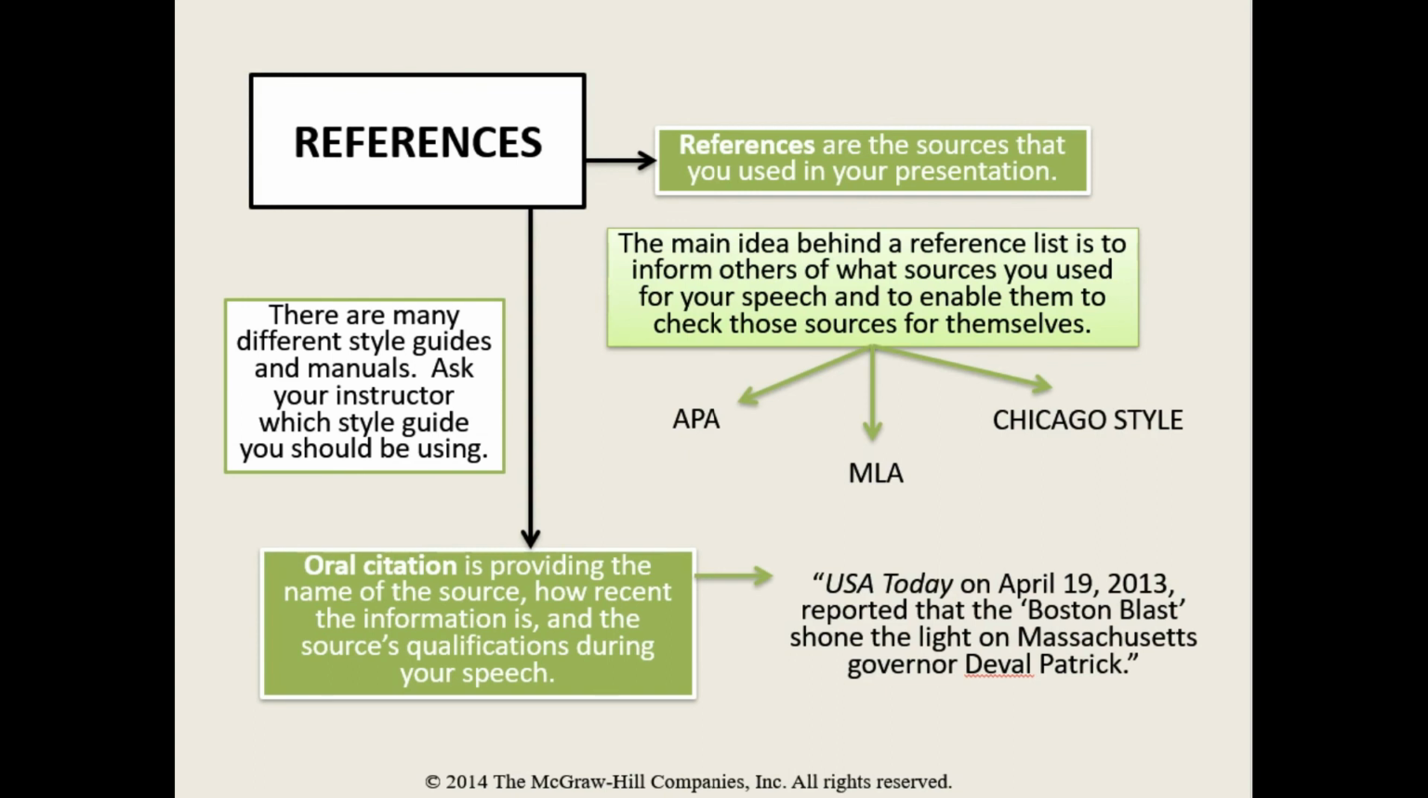Remember, oral citation is providing the name of the source, how recent the information is, and the source's qualifications during your speech. Now, when we talk about the source's qualifications, that might be kind of hard to do. So look at it like this. In the New Yorker, I found this story on global warming. And it was written by, I'm just making this guy's name up, John Smith. And John Smith has been writing about these things for about the last six months. Well, I don't know that. So you don't really need to state his credibility.